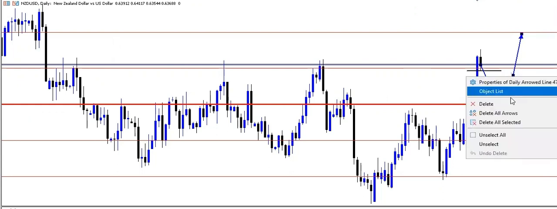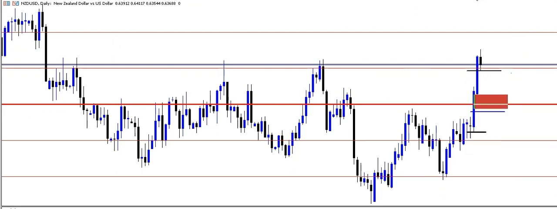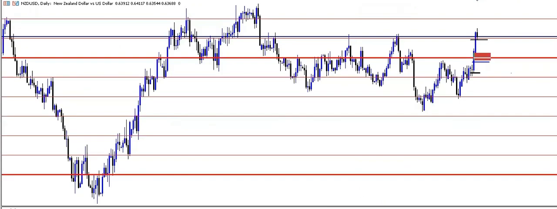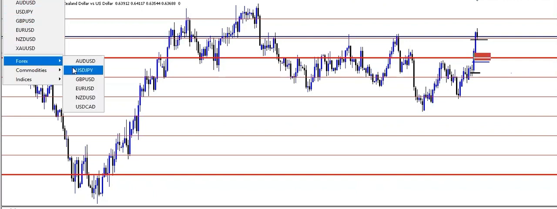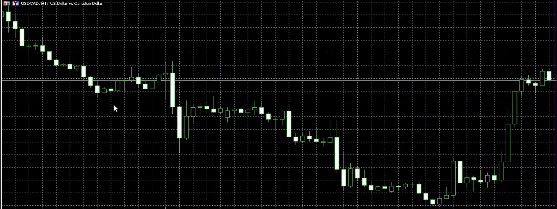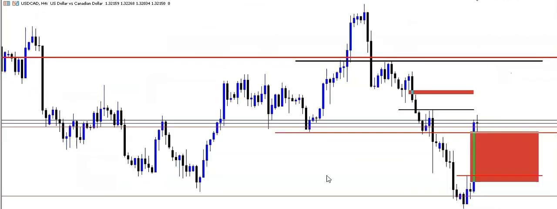So which way again? Let's look at USD CAD. Let's look at USD CAD. Sorry about that. Yes, USD CAD.